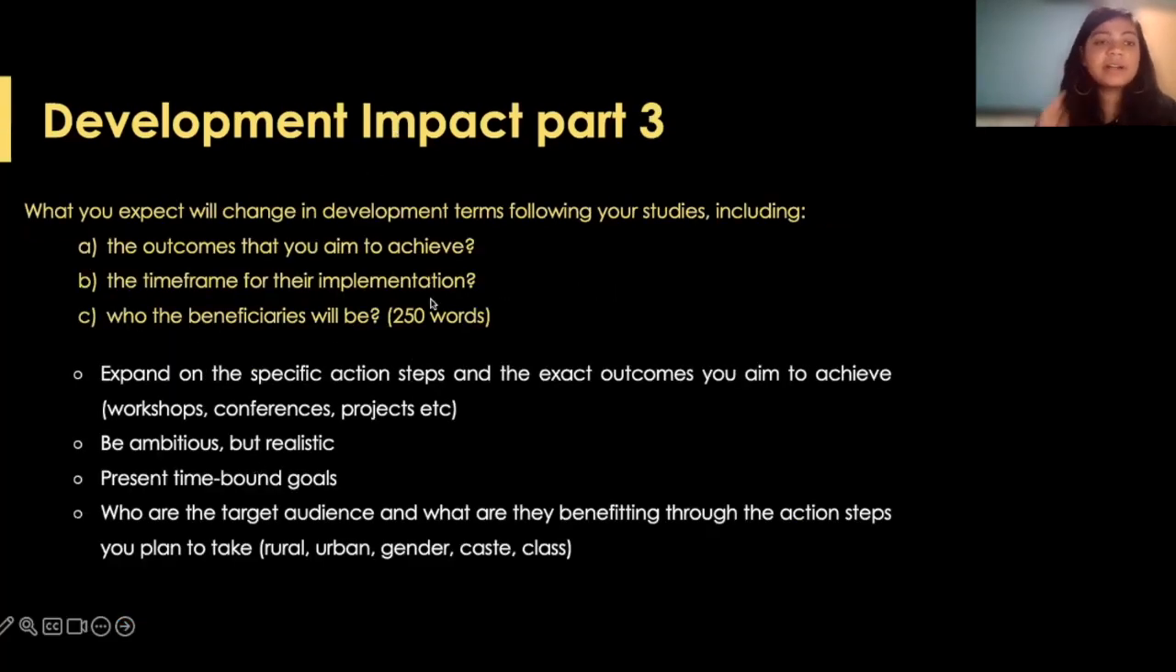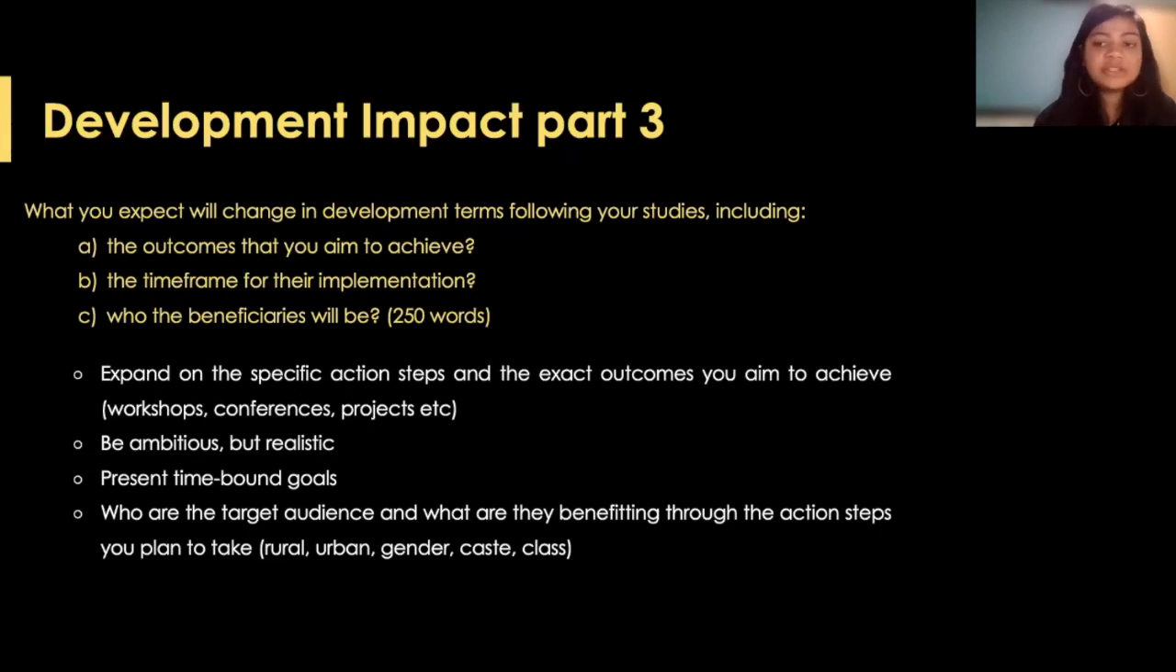So the third part of the developmental impact focuses on what you expect will change in developmental terms following your studies, including the outcomes you aim to achieve, the time frame and their implementation, and who the beneficiaries will be. So for this section, expand on the specific actions and the exact outcomes that you intend to achieve. What is it that you want to do? Do you want to organize a community project? Do you want to give workshops? Is there a specific organization that you intend to work with to propel your goals forward?